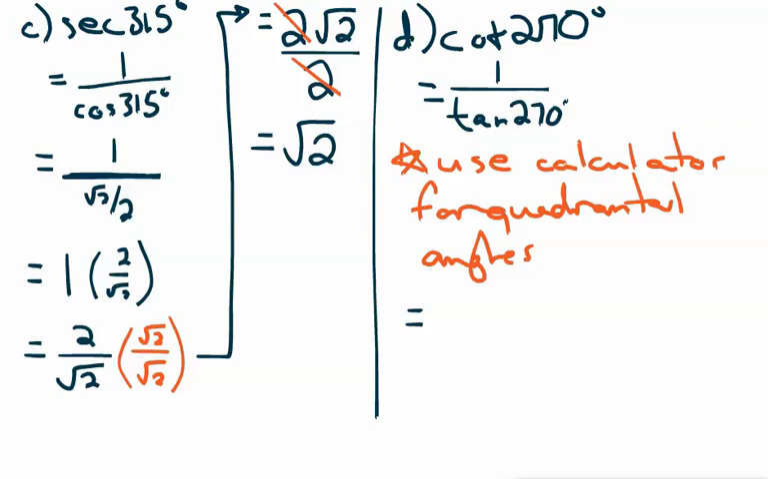Don't type in the whole thing all at once, because quadrantal angles sometimes screw up the math, and especially with tangent. Just type in tangent of 270. When you do that, you'll get some kind of error message, because it's not possible to take the tangent of 270. You now have to interpret what the calculator has told you. Calculator has told you error message. What that means is that tangent of 270 is infinite.